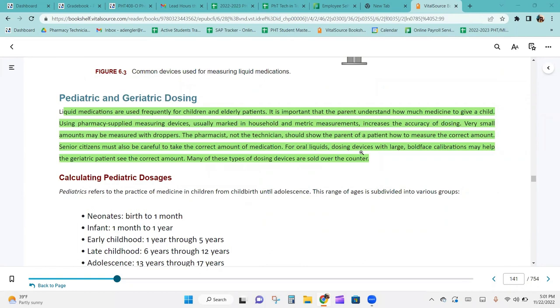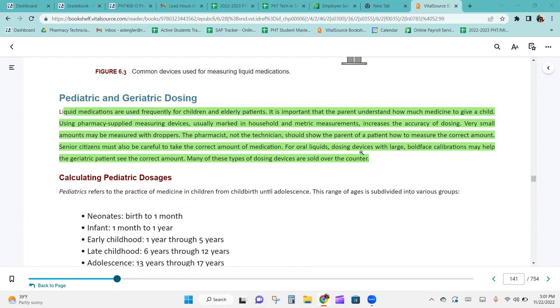Liquid medications are used frequently for children and elderly patients. It is important that the parent understand how much medicine to give a child using pharmacy supplied measuring devices, usually marked in household and metric measurements. This increases the accuracy of dosing. Very small amounts may be measured with droppers. The pharmacist, not the technician, should show the parent of a patient how to measure the correct amount.